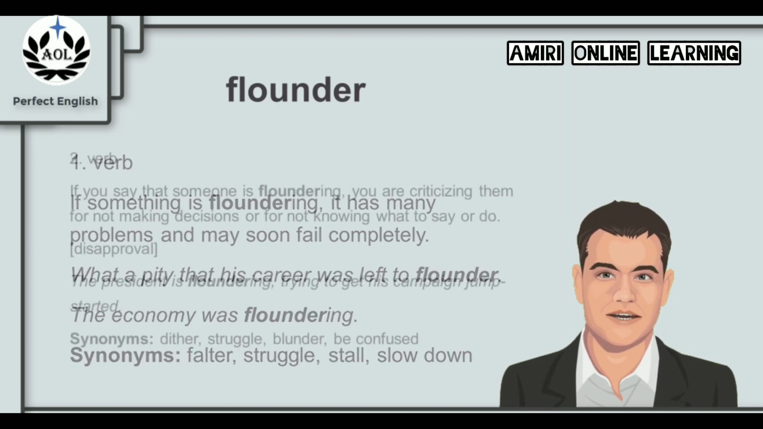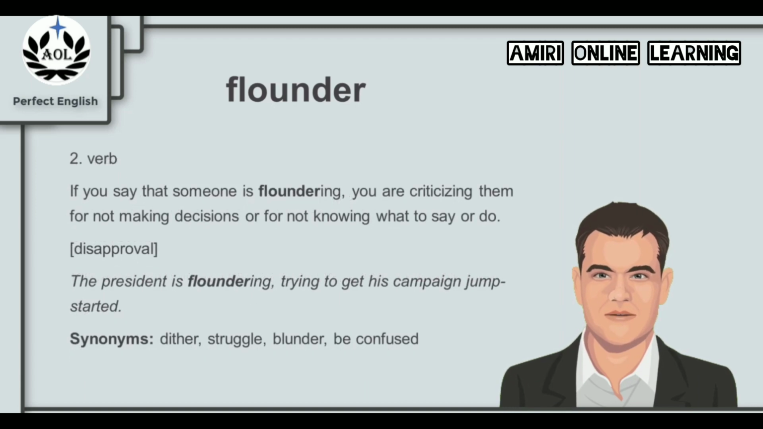But flounder can also be used in a different context. If you say that someone is floundering, you are criticizing them for not making decisions or for not knowing what to say or do. And that is a negative word that shows disapproval. For example, the president is floundering, trying to get his campaign jump-started. And synonyms for flounder in this context are the words dither, struggle, blunder, or be confused.